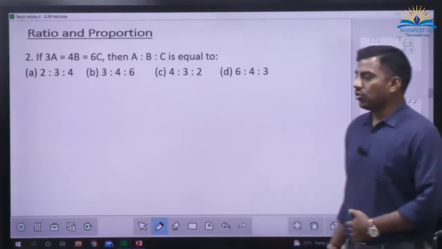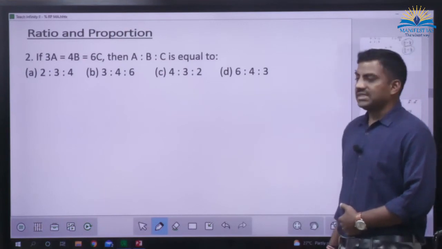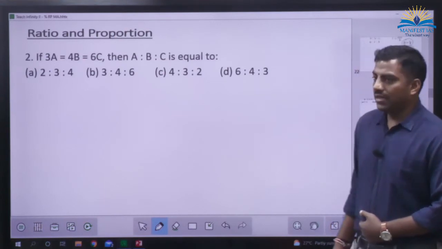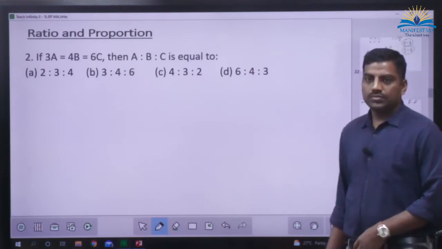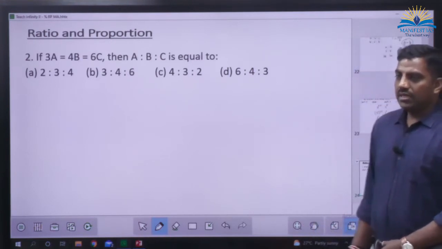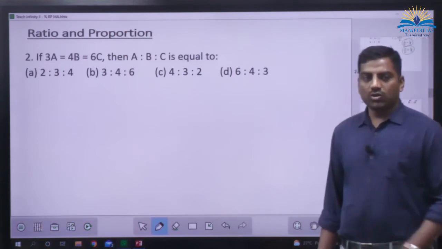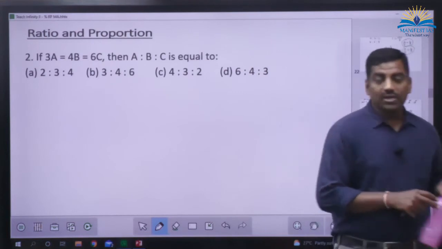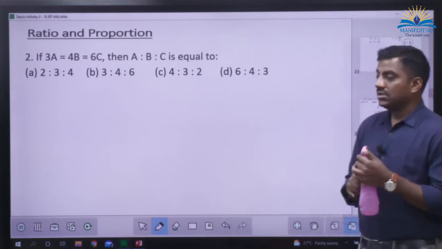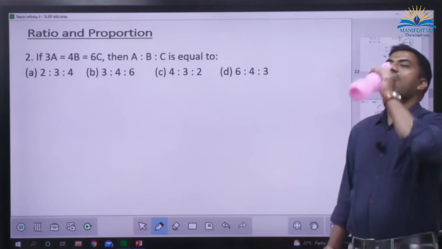If 3a is equal to 4b is equal to 6c, then a is to b is to c is equal to what? 3a is equal to 4b is equal to 6c. Observe them. Observe the values 3a, 4b, 6c. They are being equated.